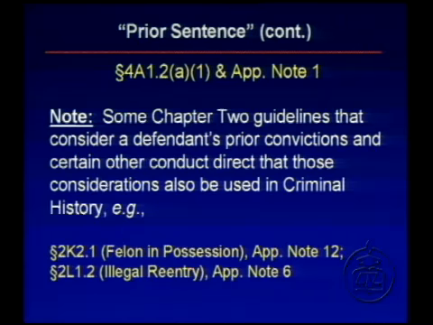These Chapter 2 guidelines specifically state in their application notes that for the purpose of calculating the offense level, again under 2K2.1 and 2L1.2, any prior sentence that is considered in the Chapter 2 calculation may also be used for the purpose of calculating the criminal history score if that prior sentence is otherwise countable, meaning that it meets the definitions and instructions as provided in 4A1.2.